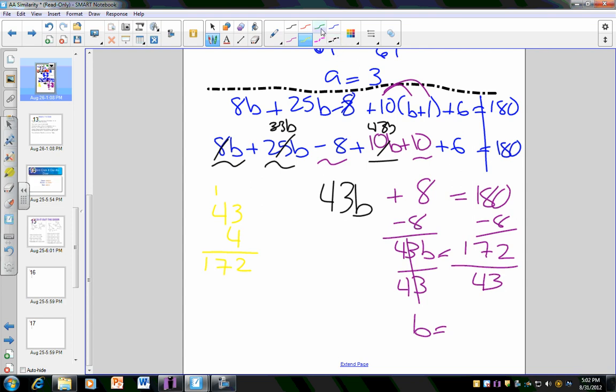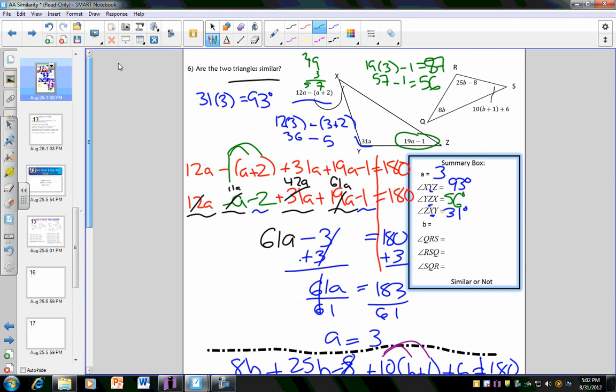So what do you know? I can't really see that yellow, so I'm going to go back to green. B equals 4, because 172 divided by 43 is 4. We're so close to being done. I'm running out of room. So B is 4, which means angle QRS is 25 times 4 minus 8. 25 times 4 is 100 minus 8, which is 92 degrees.